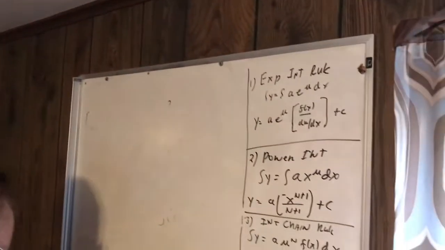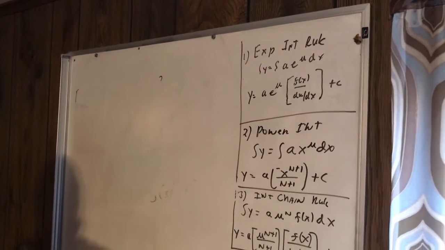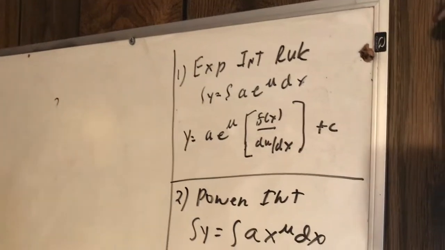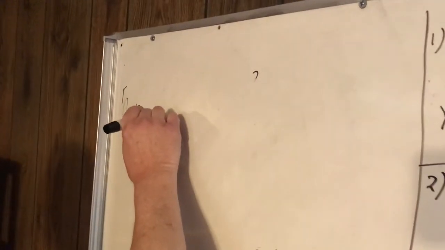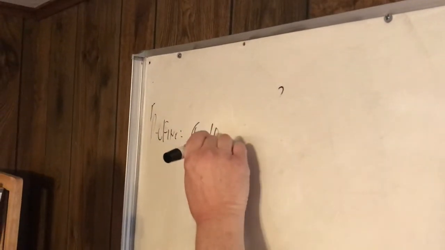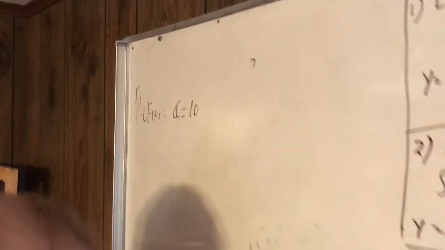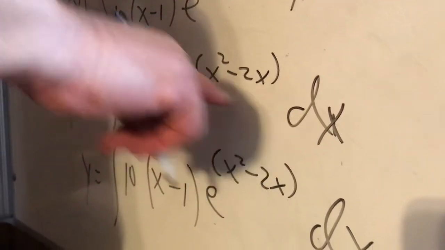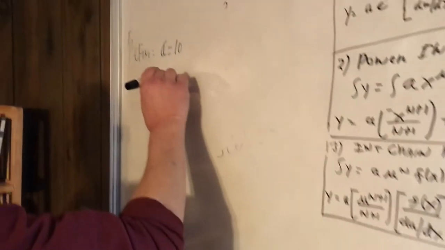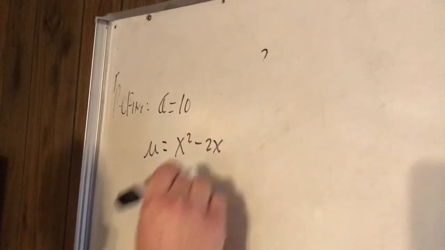Okay, so let's erase this and try this one. This one looks really complicated. Wow. What am I going to do with this? Follow the rules. What do you need? A, u, f of x, and du dx. Here, you've got to define these. Simply, a equals 10. There's your constant. Let u equal what? X squared minus 2x. That's the exponent. So u equals x squared minus 2x.